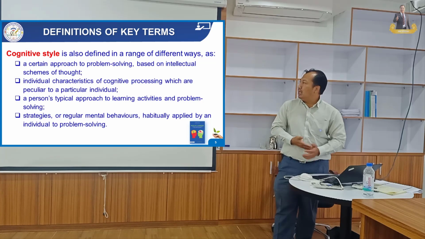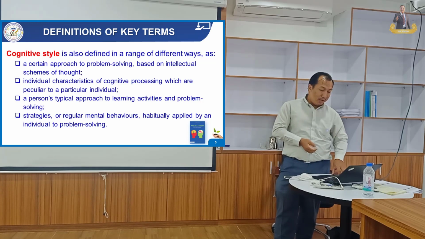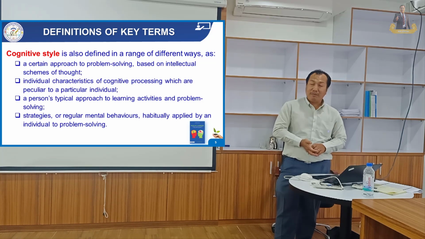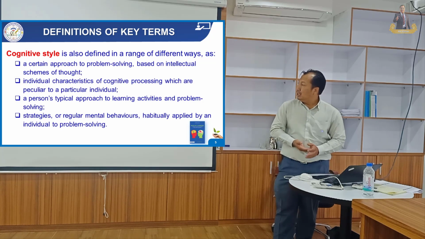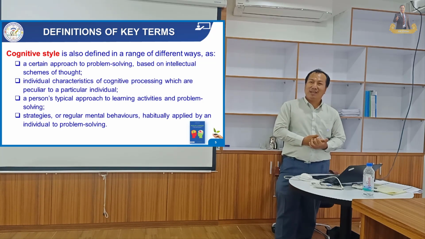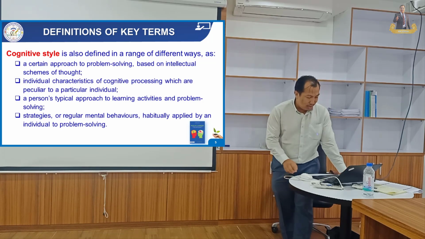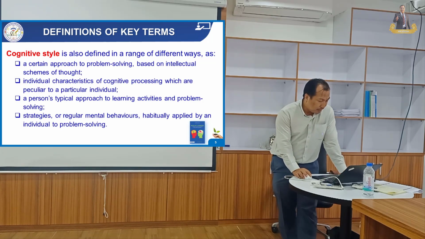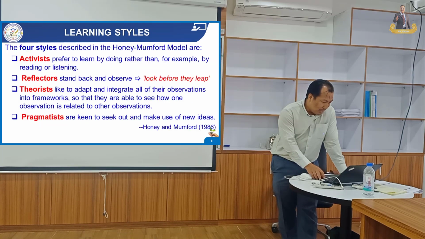In terms of cognitive style, they also define it in a range of different ways. You can see here, a certain approach to problem solving based on intellectual scheme or thought, or, second, individual characteristics of cognitive processing which are peculiar to a particular individual. So we can say since we are different, the way that we solve things or work toward the solution might be different as well. Not going to read, but just show.